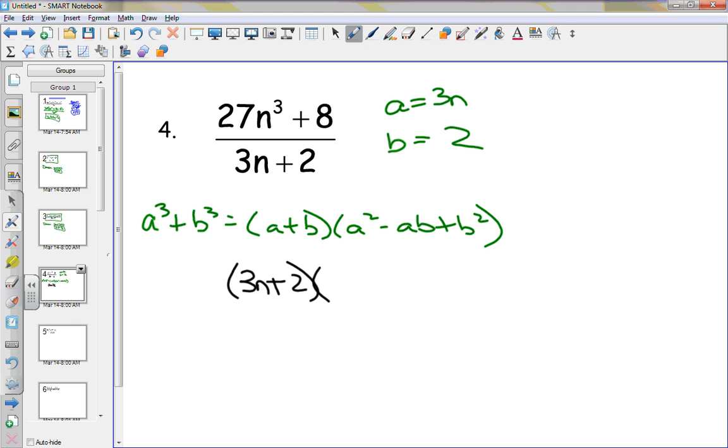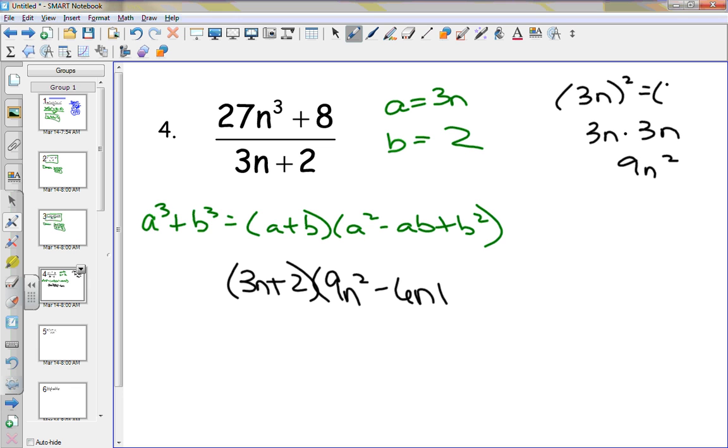9n squared. 3n times 3n is 9n squared. Why would you still need the square then? Because it's a squared. What's a? 3n. Well, I get that, but why would it not be that? Because the n is part of it. N times n is n squared. Oh. Then a times b, then b squared, all over 3n plus 2.